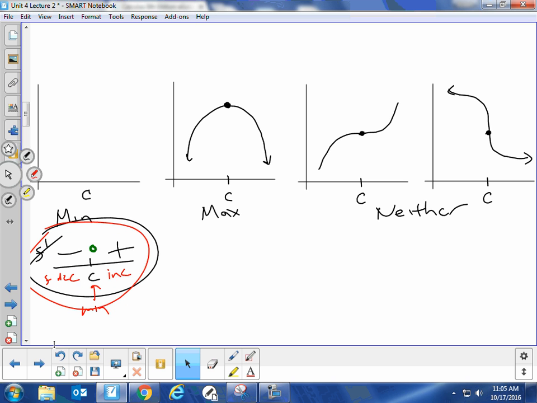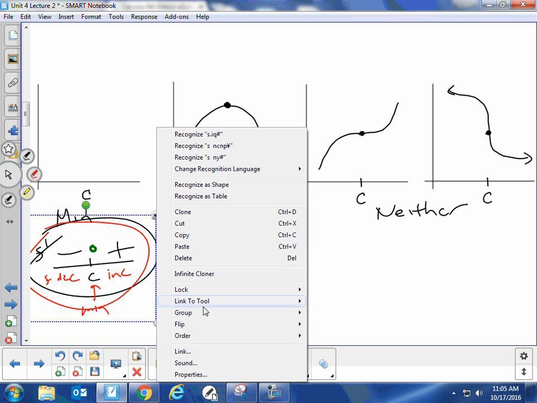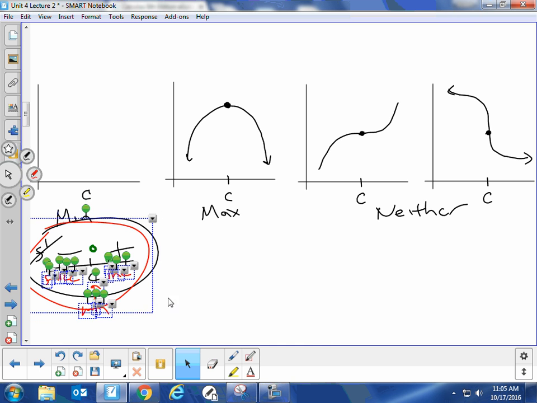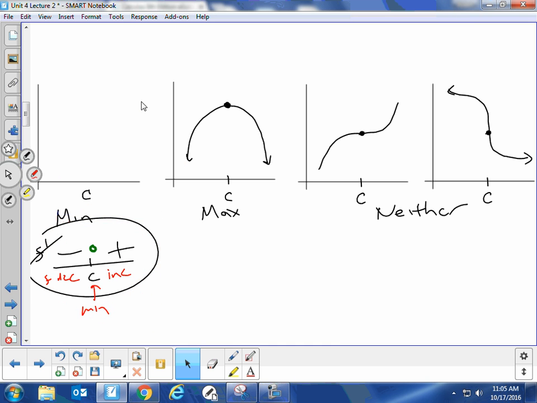Whoa. Trying to move the circle. Ungroup. Okay. That's what we're going to be using.